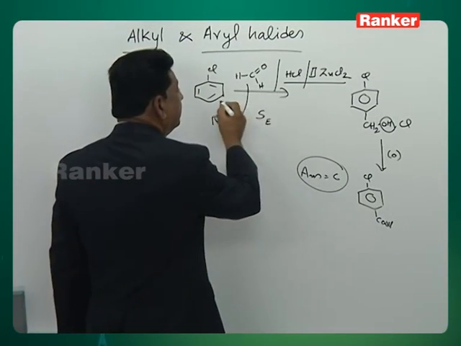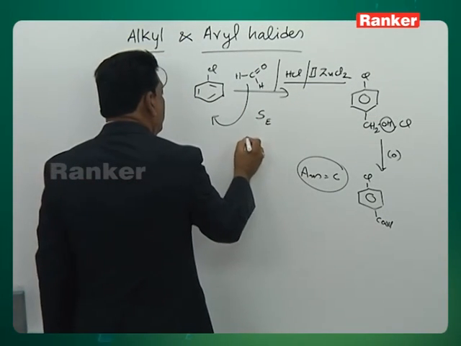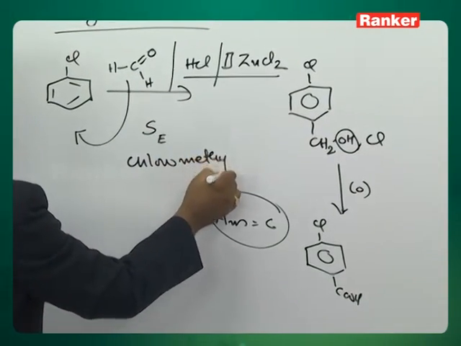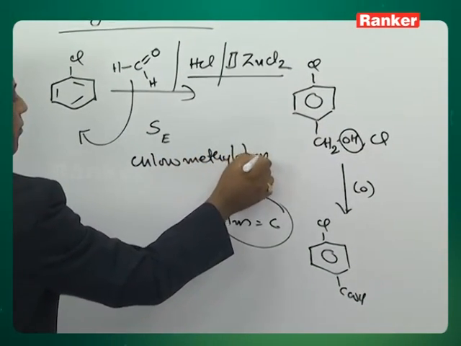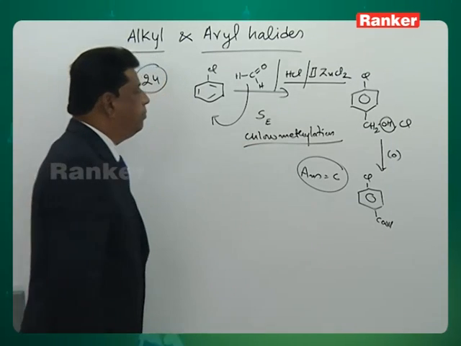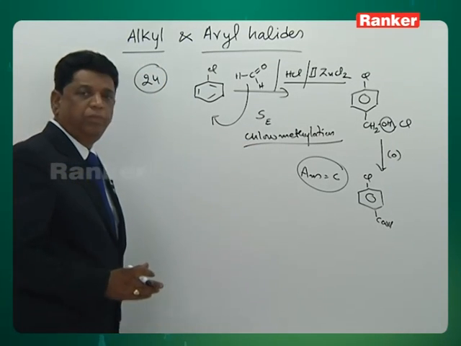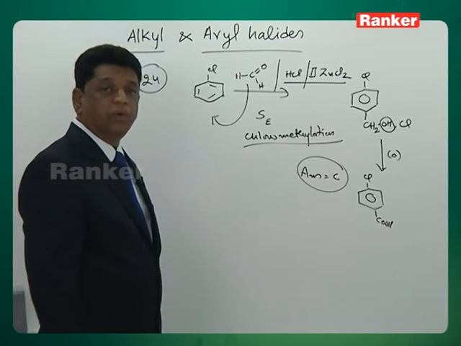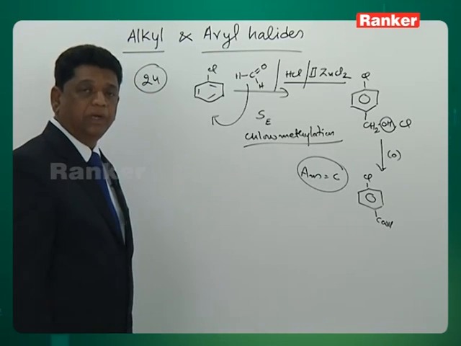The question here, this process is called chloromethylation. There is no specific name, but it is a process name. Methyl group is methylation, but a chlorine-containing methyl group is coming, therefore chloromethylation. At a time both you are getting.